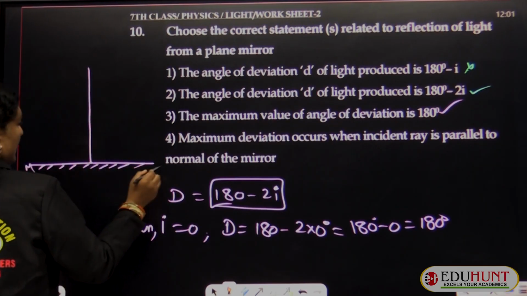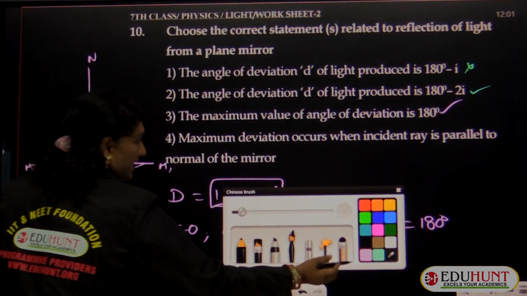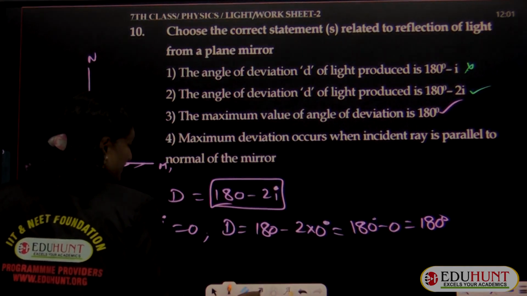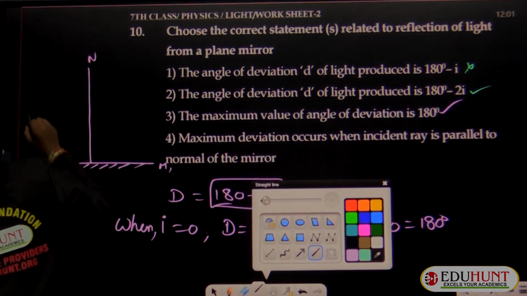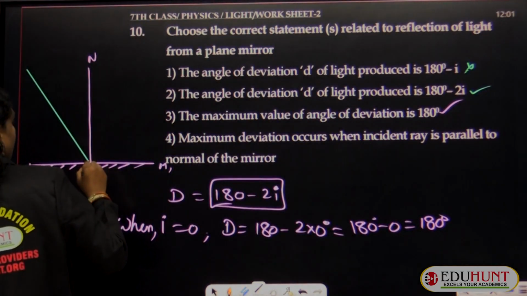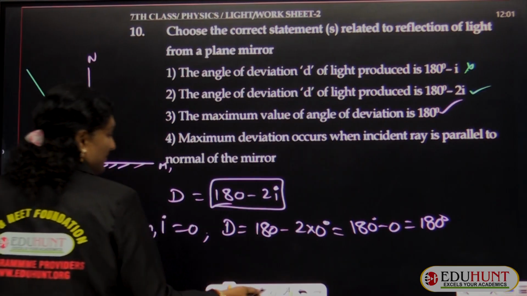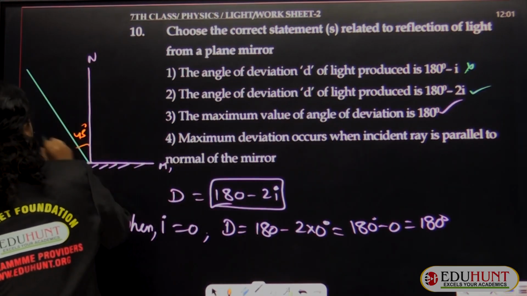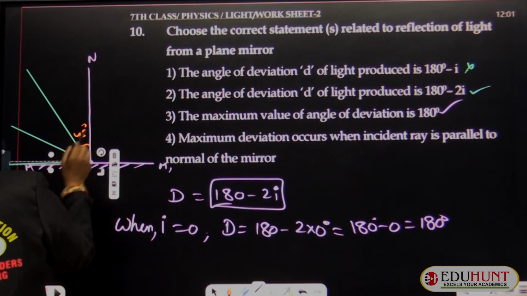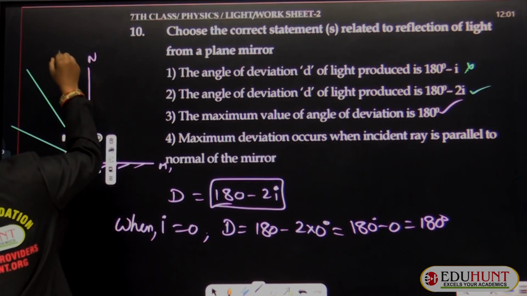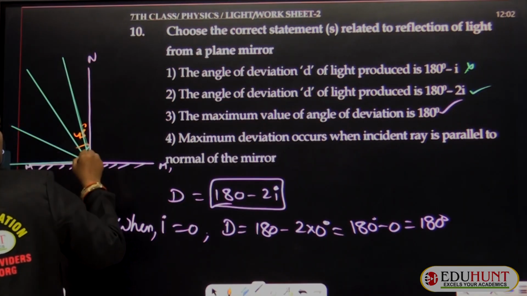This is your mirror M1. Here is your normal. So, you can send light in any particular direction. The light ray can be sent something like this, making an angle of 45 degrees. The light ray can even be sent something like this, making an angle of 60 degrees. The light ray can be sent like this, 90 degrees. Even here, here, here, in many directions.